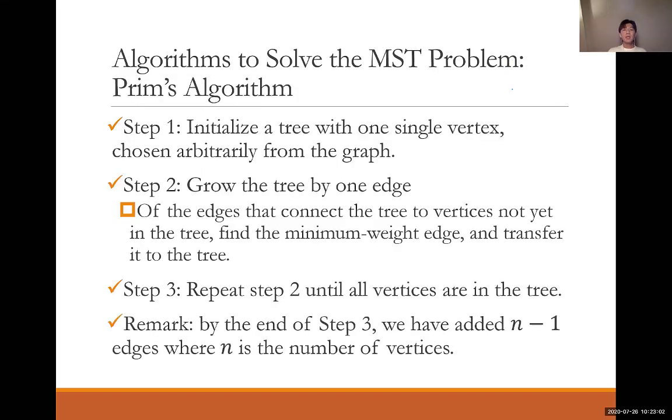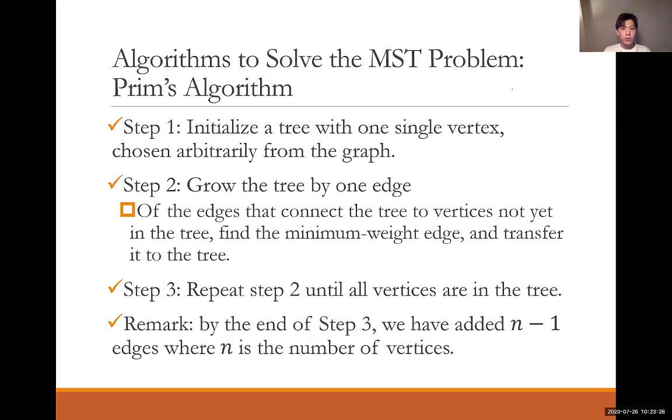So first of all, let's check Prim's algorithm. It will initialize a tree with one single vertex chosen arbitrarily from the graph. For example, we have four vertices, four cities in our example, and we can choose any one of them. Any one of them is totally arbitrary.